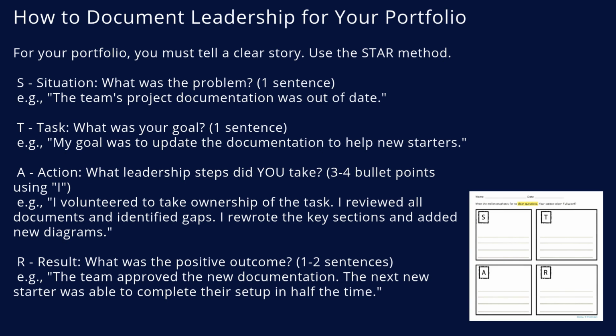Then, A for action. This is the most important part. Use bullet points and the word I to describe the specific leadership actions you took. I volunteered to own this task. I gathered feedback from recent new starters. I rewrote the guide with clear steps and screenshots. I presented it to the team for approval.